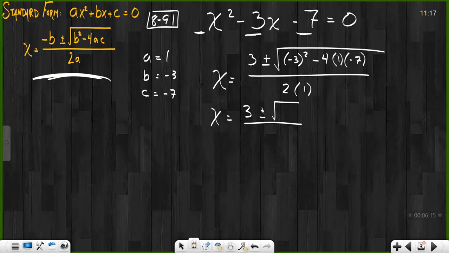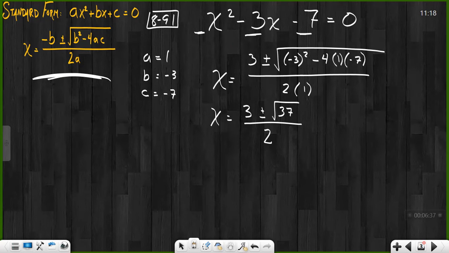If we simplify that top one and you plug that into your calculator exactly as is from one parenthesis to the other, you find that you get 37. Notice 37 is not a perfect square number. The square root of 37 is an irrational decimal, and that's where our irrational answer is going to come from. And 2 times 1 on the bottom is just 2.